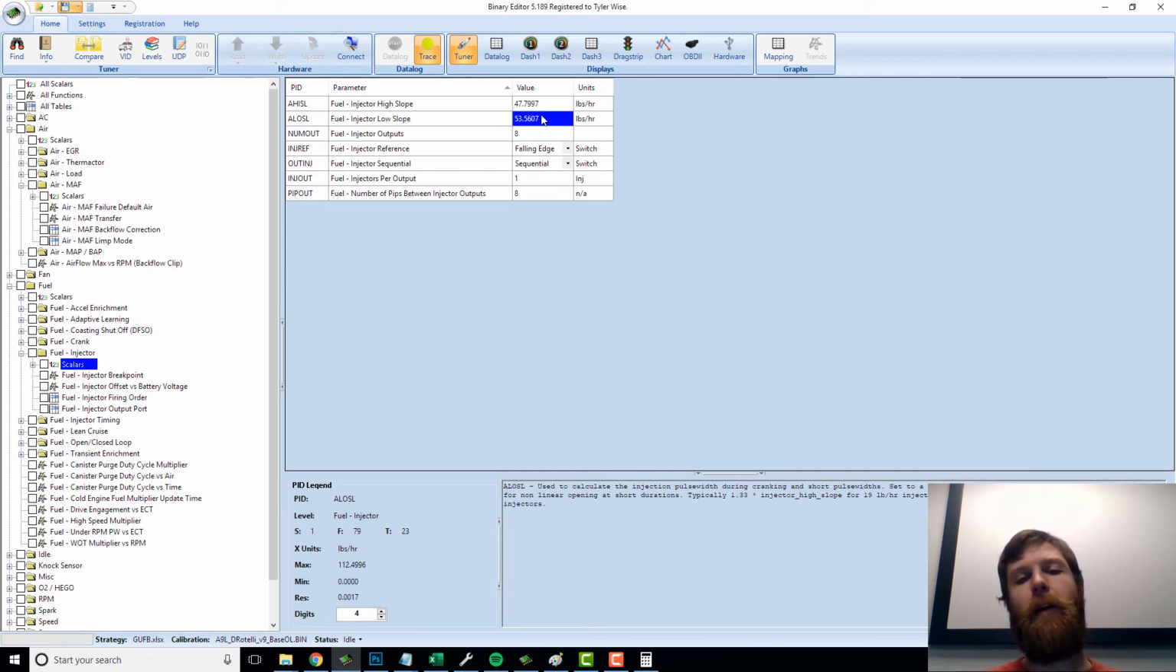And again, if your car's running rich, then you need to increase this injector slope. If it's running lean, you need to decrease this injector slope. And that's how you can make your adjustments there.